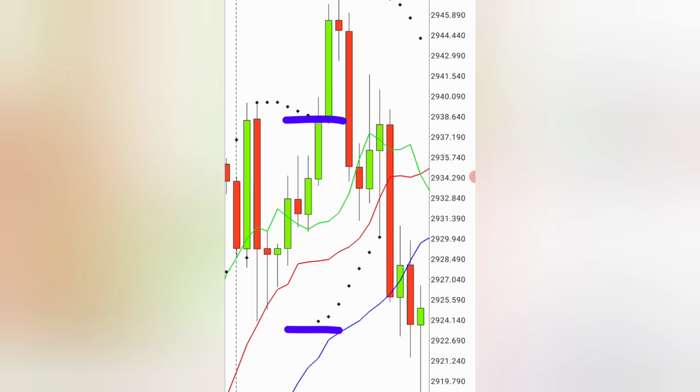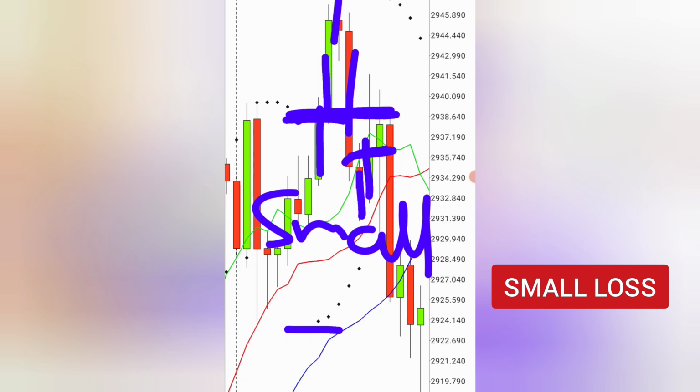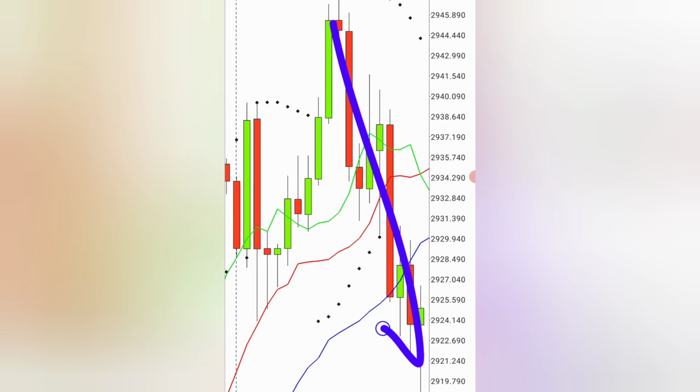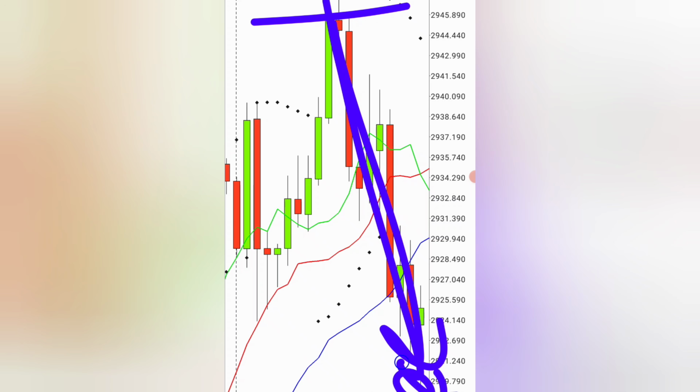But now looking at the candles, you can see 1, 2, 3, 4, 5, 6 candles, which means you're entering exactly right here and exiting the trade just a few pips below your entry. So this will be a small loss, which is actually very good, even better than holding the trade all the way from the top here to the ultimate bottom.